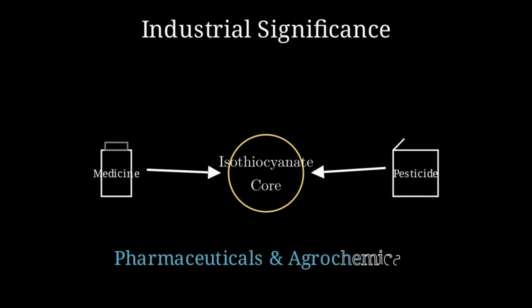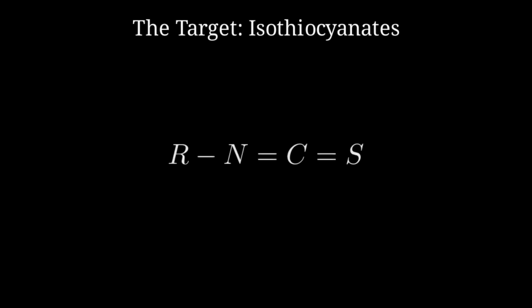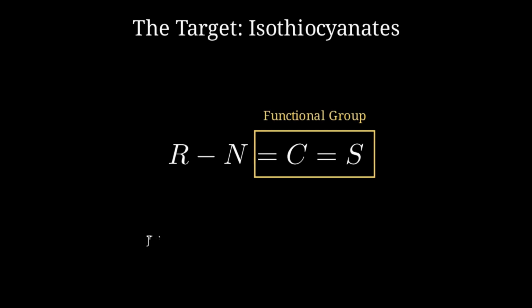Isothiocyanates are vital intermediates used to produce drugs and agricultural chemicals, making the screening of starting amines a foundational step in industrial chemistry. The isothiocyanate group consists of a nitrogen, carbon, and sulfur atom double-bonded in a sequence. This specific arrangement creates a highly reactive electrophilic carbon, which is the key to its utility in chemical synthesis.